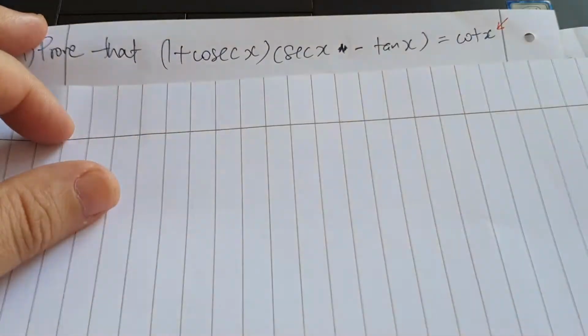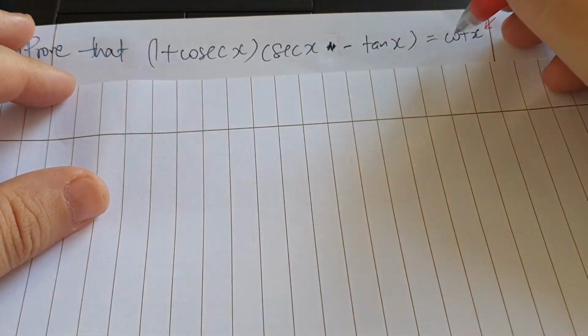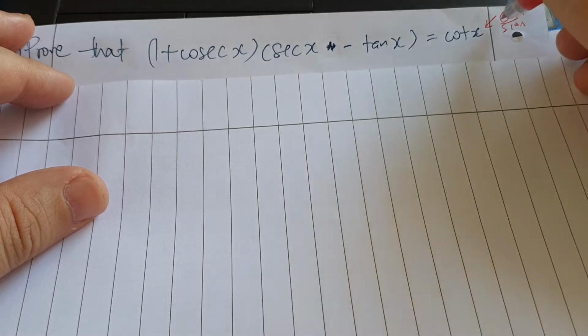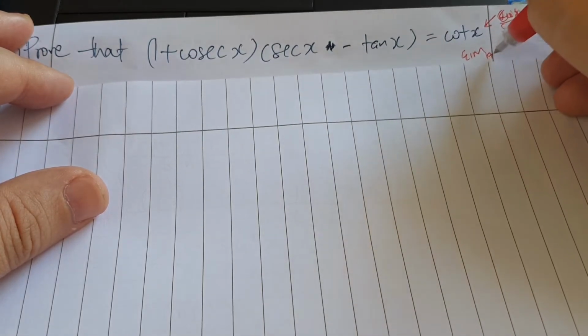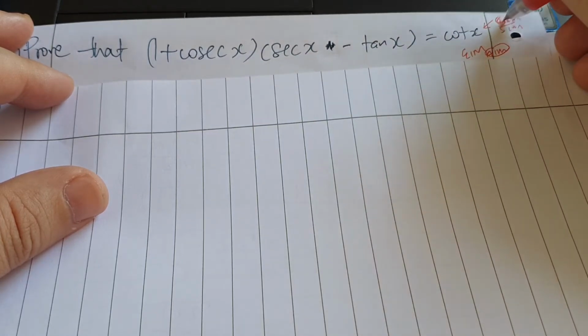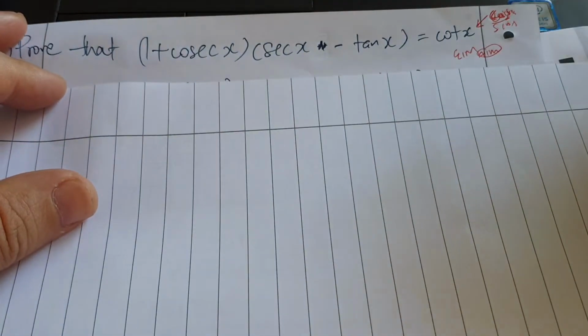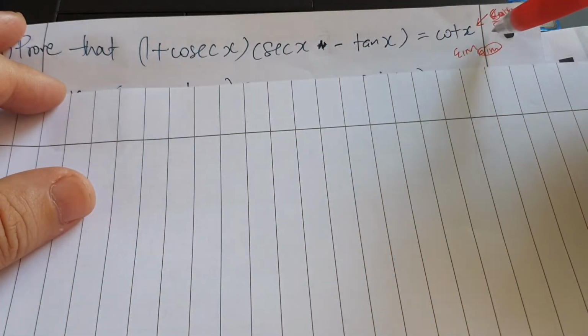Alright, so you need to be very aware. Next time I'll teach you some other tricks, okay? But right now, this fella, you must know that it's cosine over sine. That means your aim is to get cos over sine. Manipulate this until you get cos over sine. Okay, are we clear?